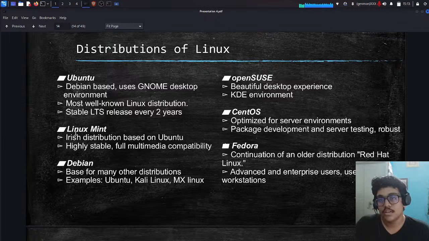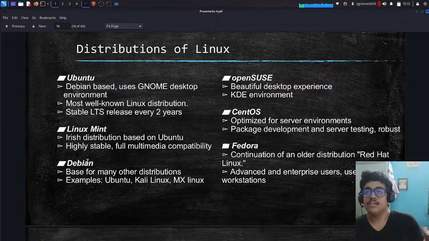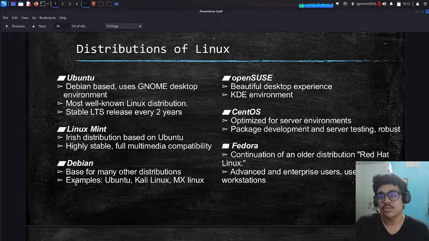So Linux Mint is an Irish distribution based on Ubuntu. Since it is based on Ubuntu, it is highly stable with full multimedia compatibility. For example, if you want to watch videos, MP4, MP3, on a basic computer, it is highly stable for that. So what is Debian? It is the base for many other distributions. For example, Ubuntu is based on Debian, Kali Linux is based on it, MX Linux is based on it. The operating system which we are using is Kali Linux.